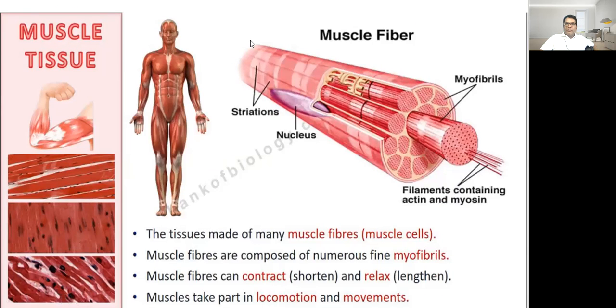Muscle tissues are made up of many muscle fibers, that is, muscle cells. Muscle fibers are composed of numerous fine myofibrils, filaments containing actin. Muscle fibers can contract, shorten, and relax. Muscles take part in locomotion and movement of the body.